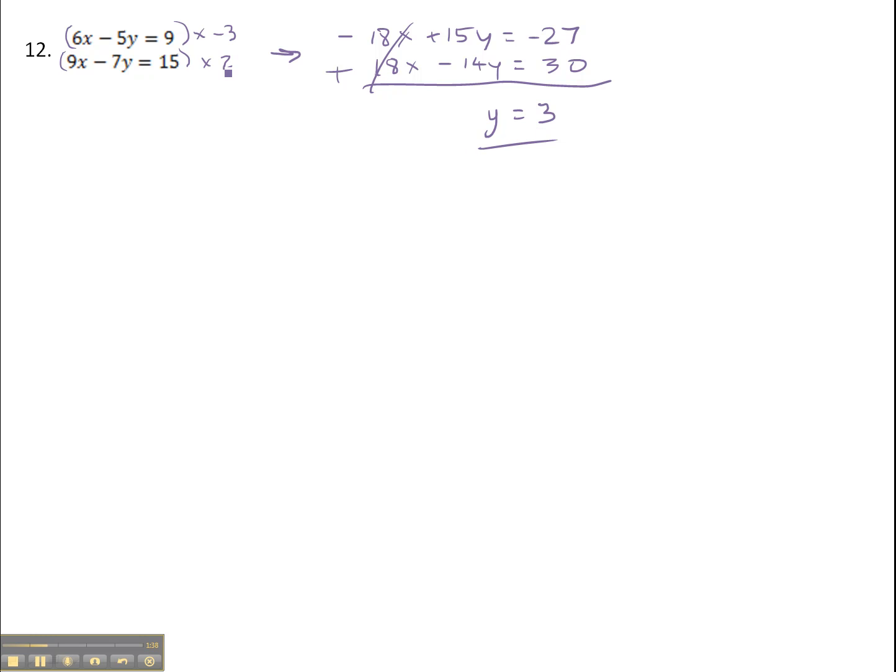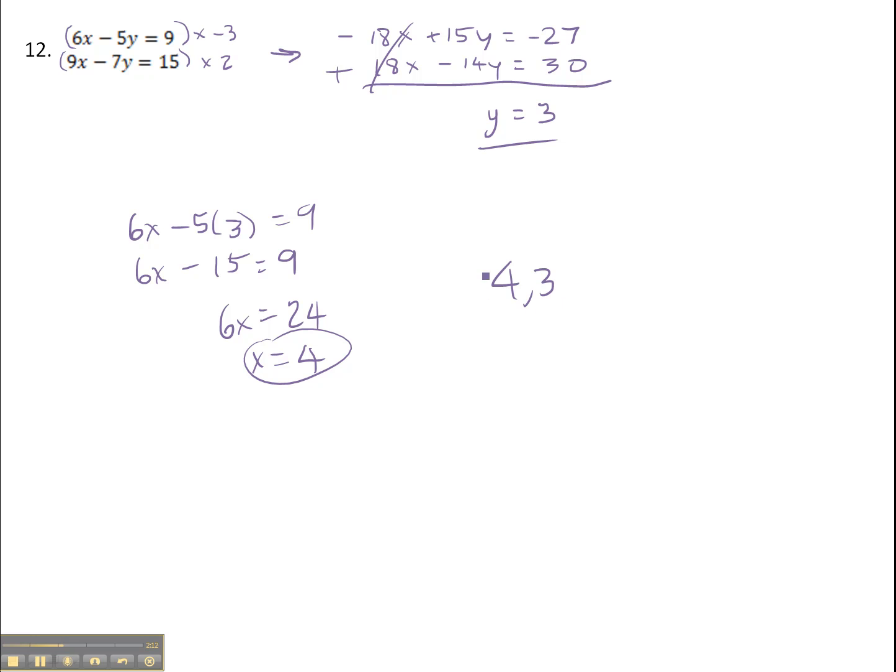Now just pick either one of those equations and substitute 3 in for y. Find out what x is. Let's take the top equation. So 6x minus 5 times 3 equals 9. It's just 15. 6x minus 15 equals 9. Add the 15 over, which is 24. Divide by 6, which is 4. Write your final answer as an ordered pair, 4, 3.